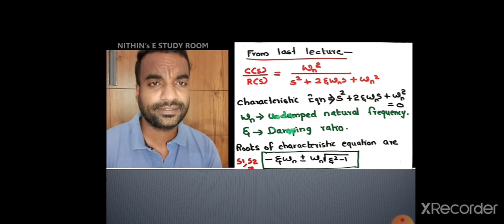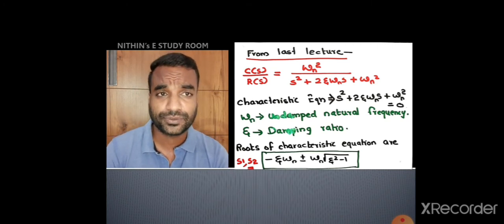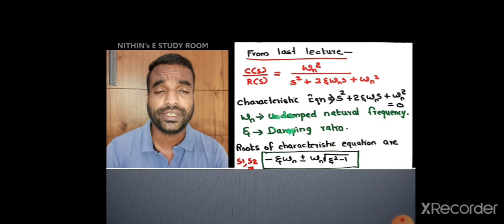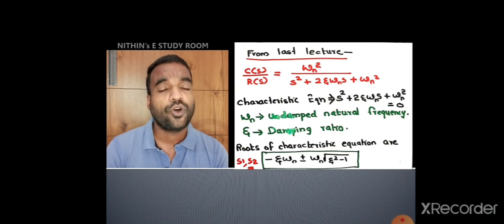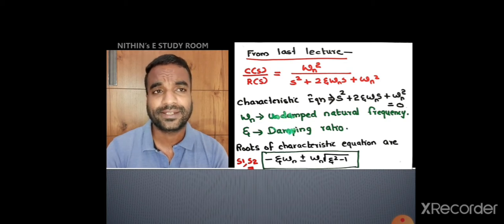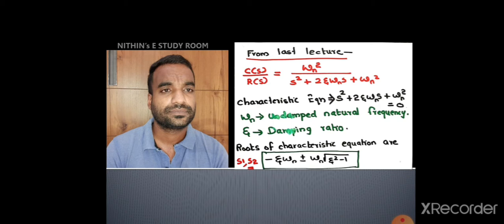So its characteristic equation is nothing but denominator equal to 0. That is s square plus 2 eta omega n s plus omega n square is equal to 0. It is a quadratic equation. We know how to find its solution: minus b plus or minus root b square minus 4ac all divided by 2a.